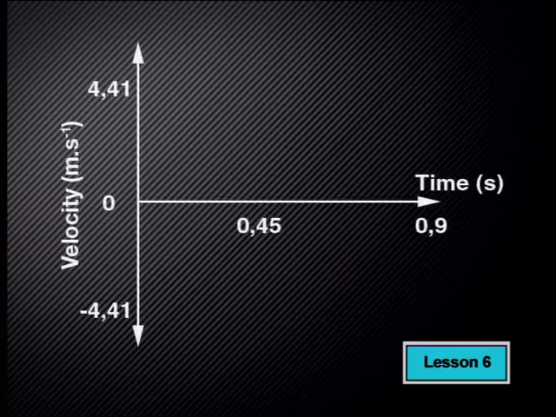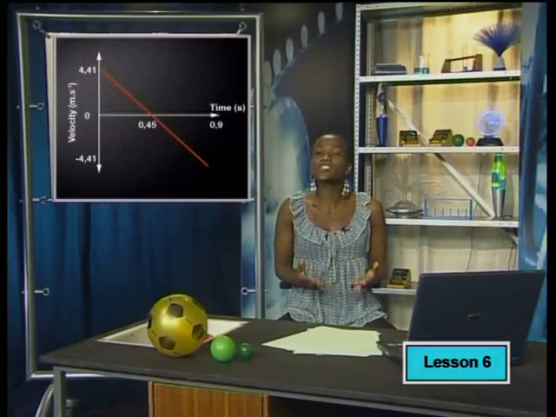We also know that the child took 0.9 seconds for the entire trip and 0.45 seconds to reach the highest point. So we draw a line to connect the points we know. These are from 4.41 meters per second at 0 seconds to negative 4.41 meters per second at 0.9 seconds. Do you see that we have a straight line? This was expected because the child is experiencing a constant acceleration of 9.8 meters per second squared downwards due to the gravitational pull of the Earth.